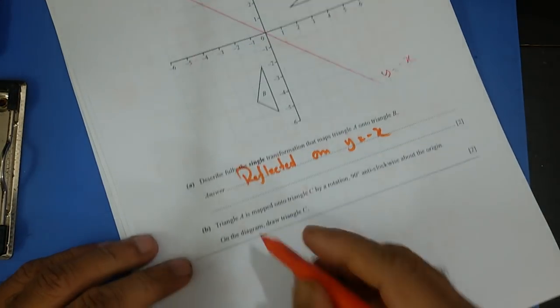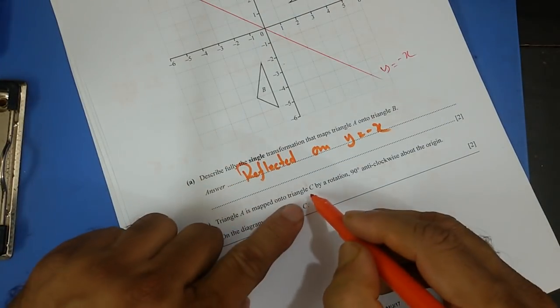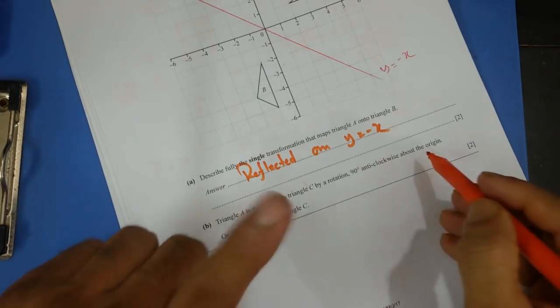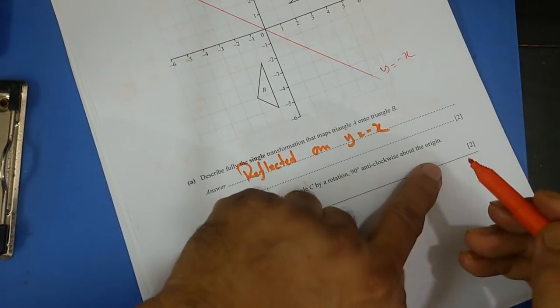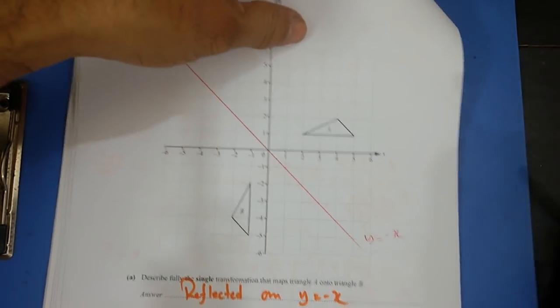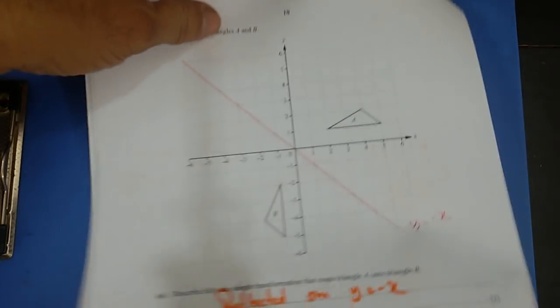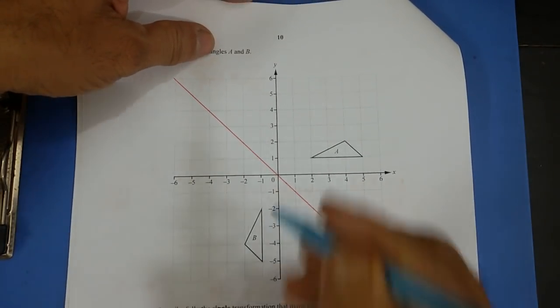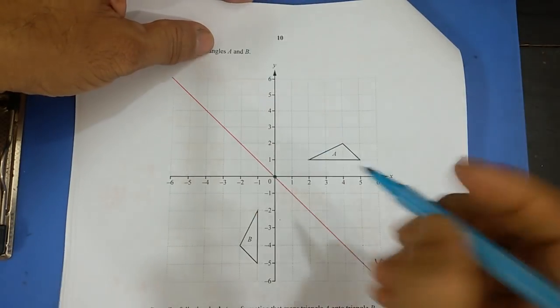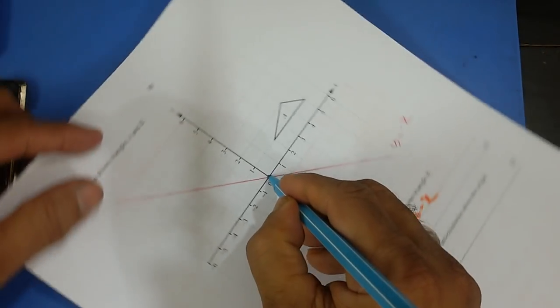2 marks. Part 1, 1: Triangle A maps onto triangle C by a rotation of 90 degrees anti-clockwise about the origin. Anti-clockwise 90 degrees about the origin. Okay, so what are we going to do? This is the easiest way. There are so many ways you can do it. You can use the matrix, tracing paper, so many things. The way I'm going to do this is take the center and rotate 90 degrees anti-clockwise.